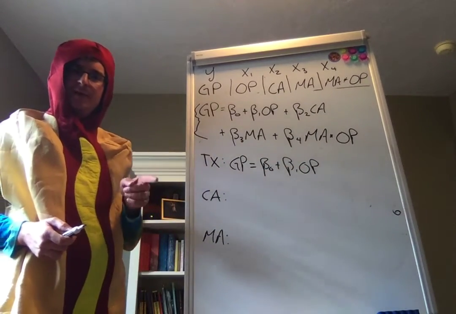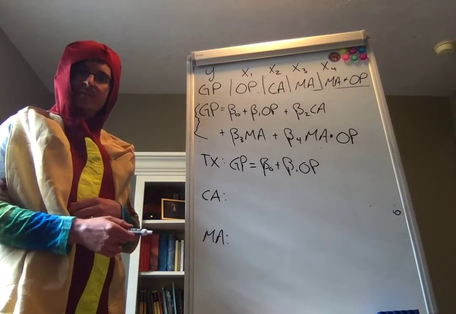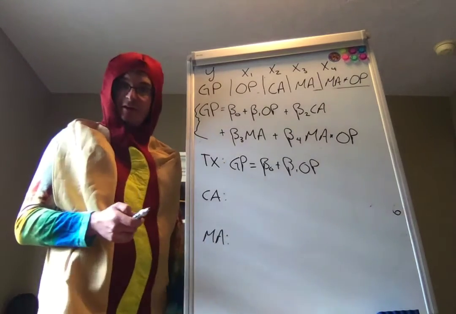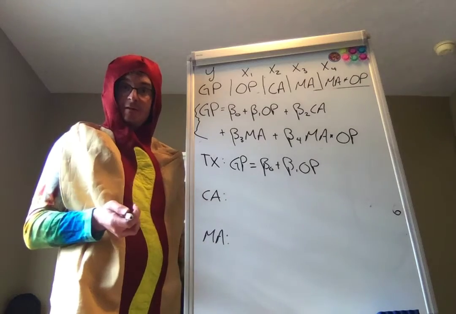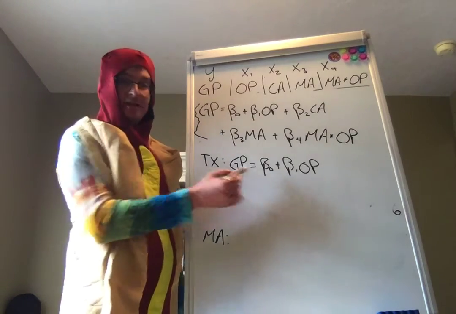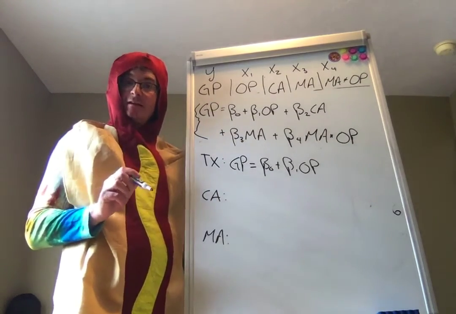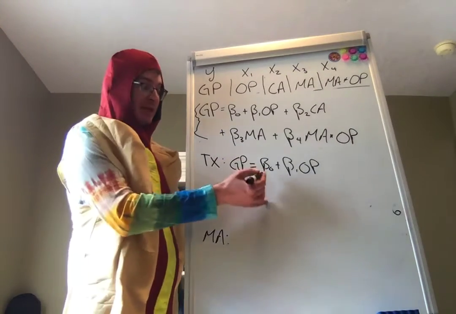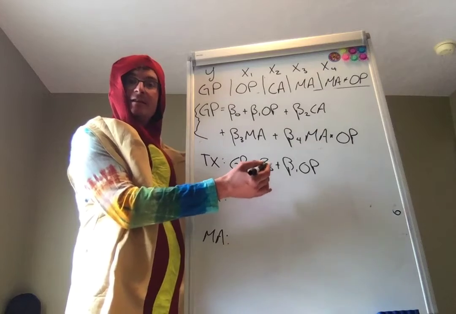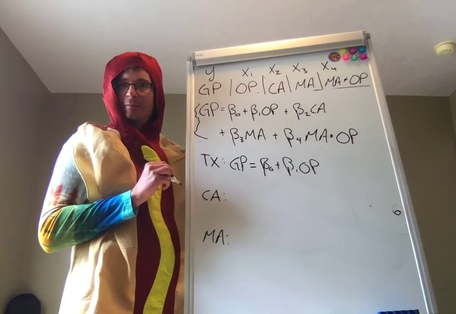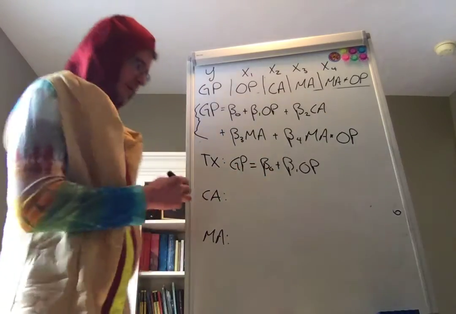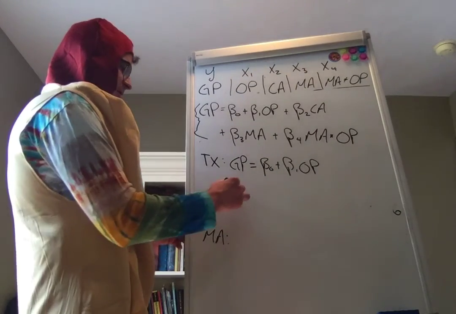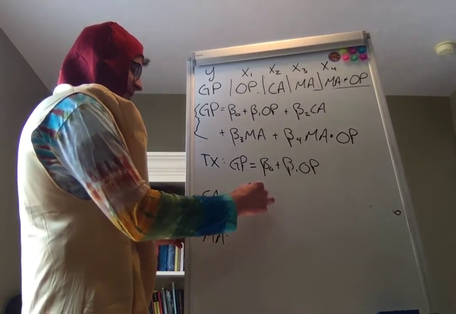Remember how dummy variables change the intercept for the different dummy variable numbers? Well, in this case, beta naught is going to be our baseline intercept. We're using Texas as our baseline, so beta naught is the Texas intercept, is how you can think about beta naught in this equation.